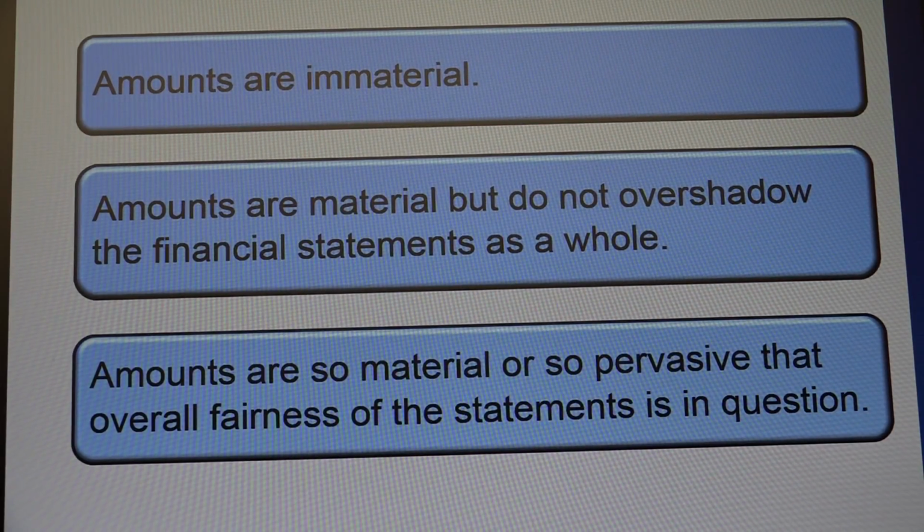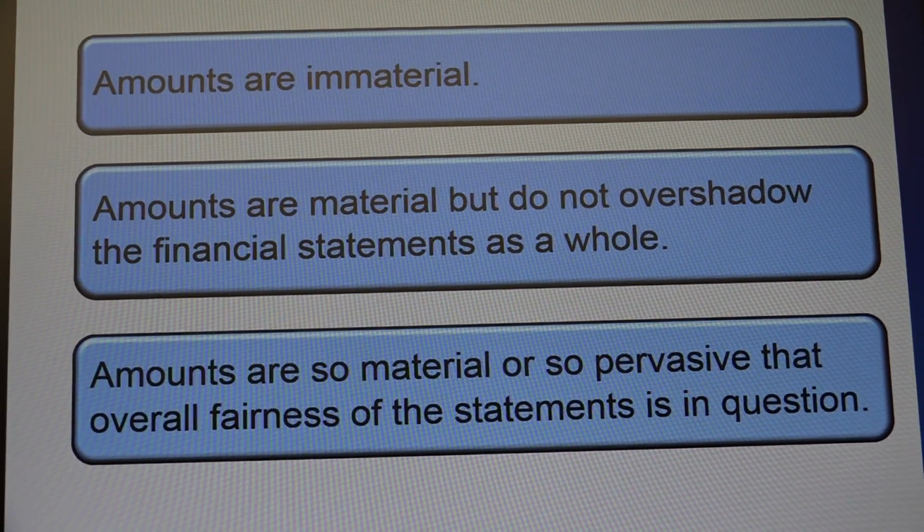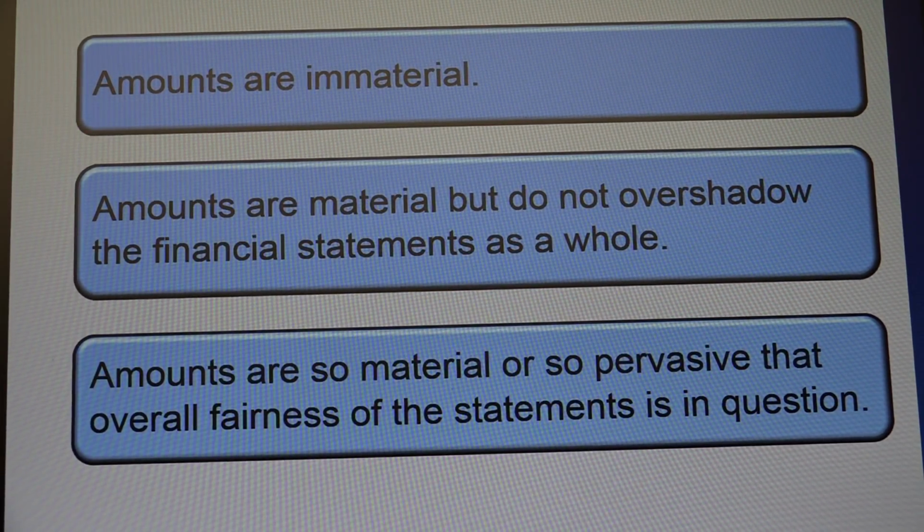Now, the example they give in the book is a substantial sale that is not recorded. You're going to have a lot of different accounts affected by that transaction not being reported. AR, shareholders' equity, net income, revenues, all kinds of things. So in that case, you would issue an adverse opinion, where it's so pervasive.